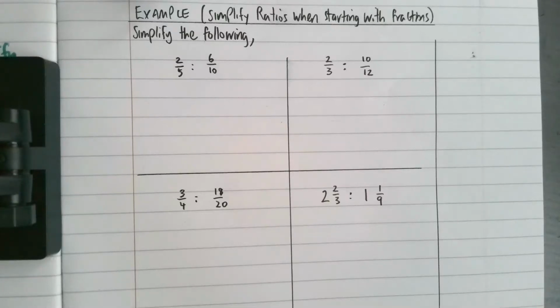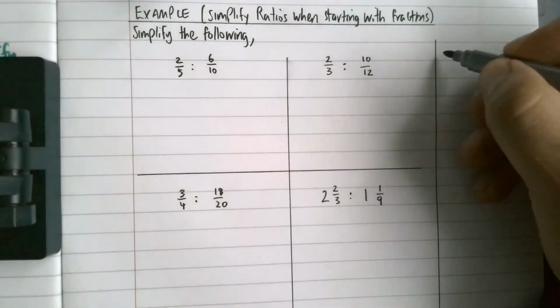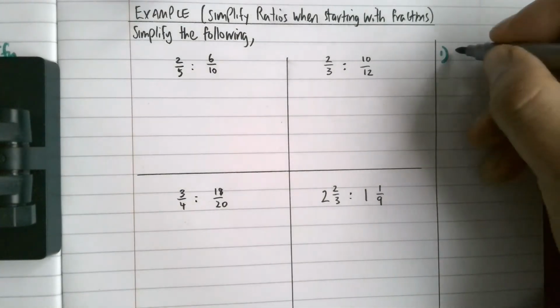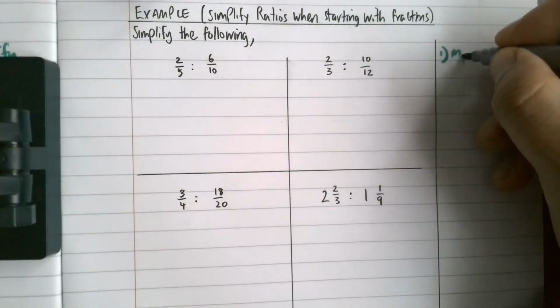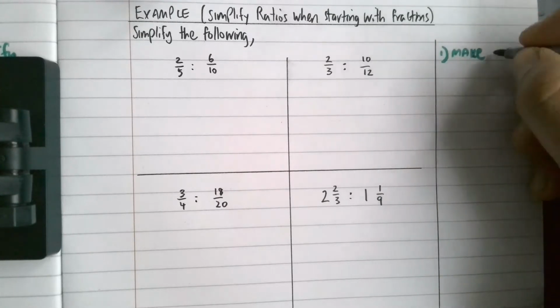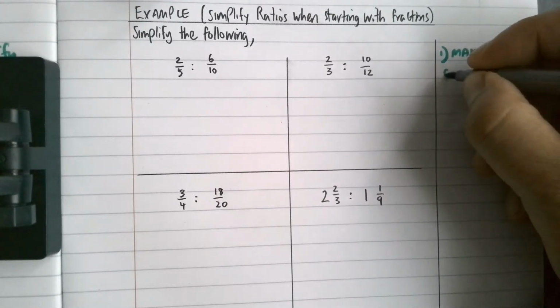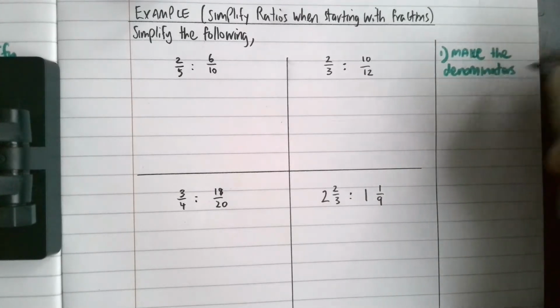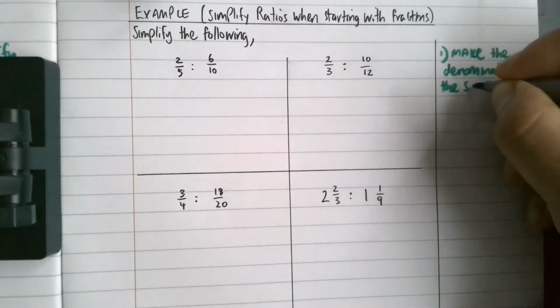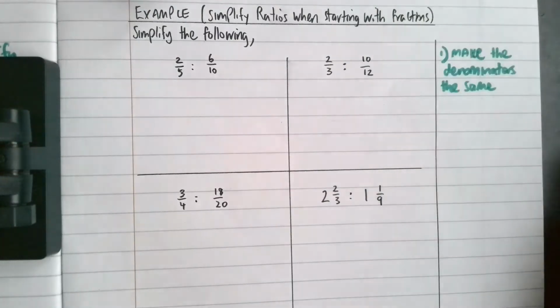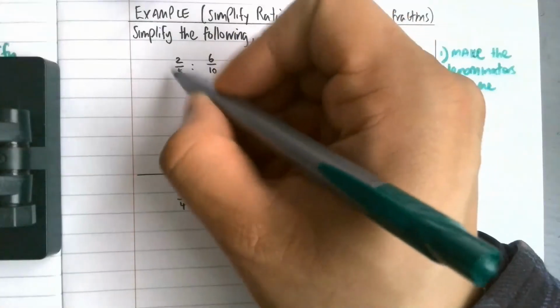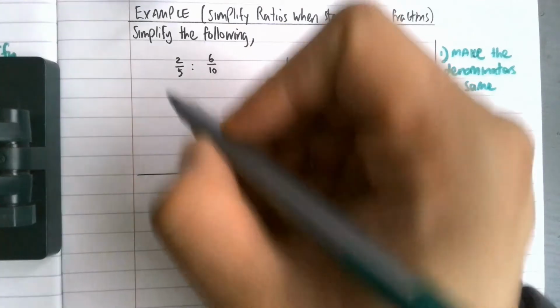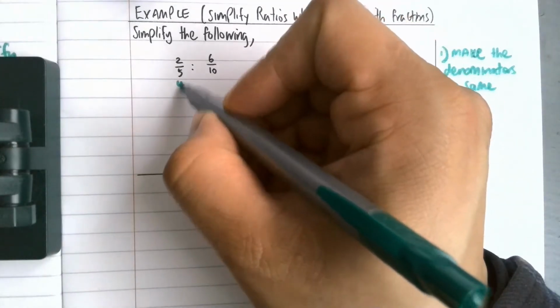This time we're going to simplify ratios that are written in the form of a fraction. This is very similar to the last one, where we have to put the fractions as the same type. To do that, we have to make the denominators the same. Currently the fractions are of different types because the denominators are different. They will be the same type when the denominators are the same. So this is very similar to the example where we had different units. We have to do the unit conversion. We're doing something similar here.